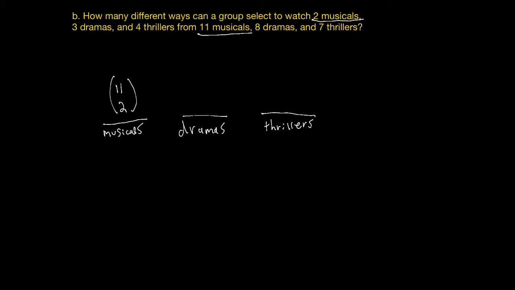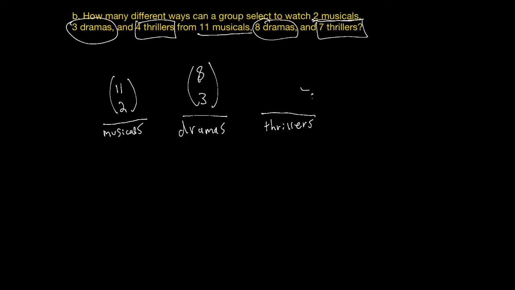For the dramas, we want to choose 3 dramas out of 8. So here the possible ways in which we can choose dramas is 8 choose 3. And then lastly, for thrillers, we want 4 thrillers from a set of 7. So the possible ways in which that can happen is 7 choose 4 ways.